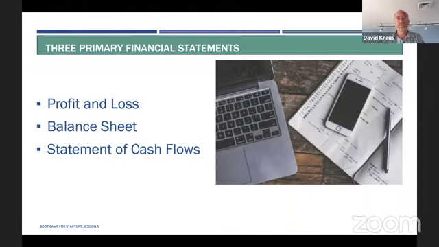Now, your financial statements: there are three primary financial statements that every business can generate, should be generating. And those are the profit and loss, the balance sheet, and what's called the statement of cash flows. And they're all different. And I'm going to do my best to explain the differences, why they're all important, and what's on them.